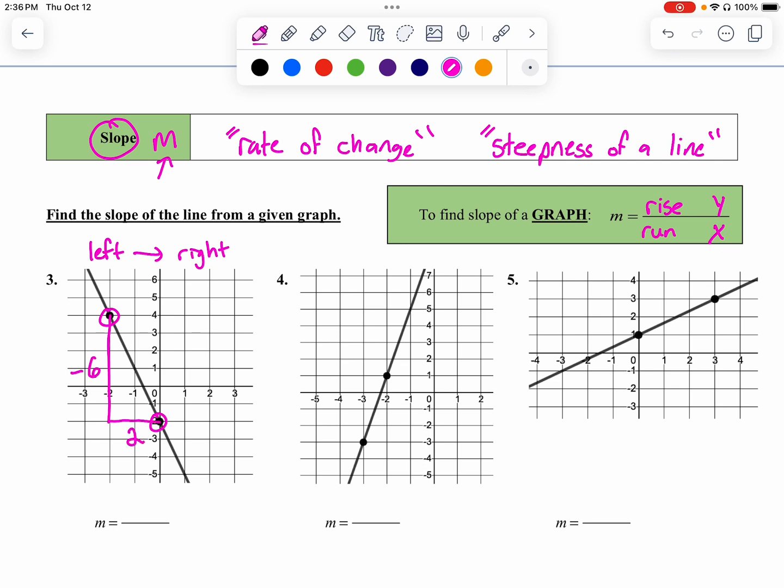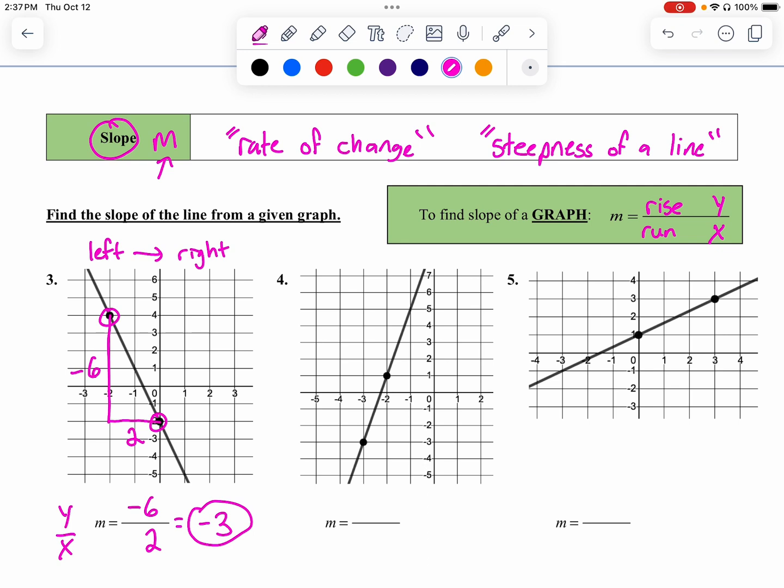So for my slope, we know slope is y over x. So the y value was -6. The x value is 2. Then if you can simplify the fraction, you should. So that simplifies to -3. So my slope here is -3.